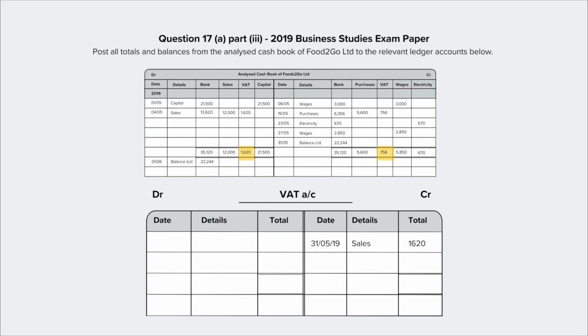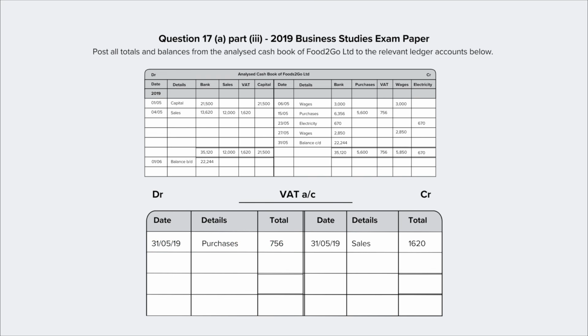So hypothetically, we're doing this on the last day of May. So this is the date that we'll be putting in. Next, same process for our VAT on purchases. It was a credit entry in the cash book. Now it becomes a debit entry in the ledger. So I'll take our figure of €756 and post it down to the ledger, just like we see here. And again, enter our details and date.